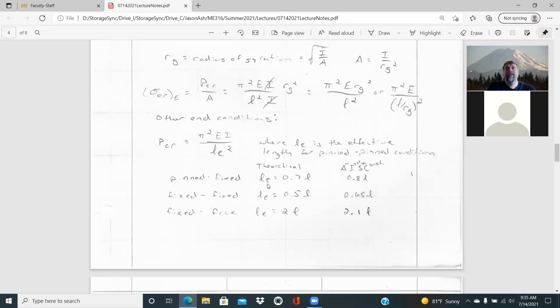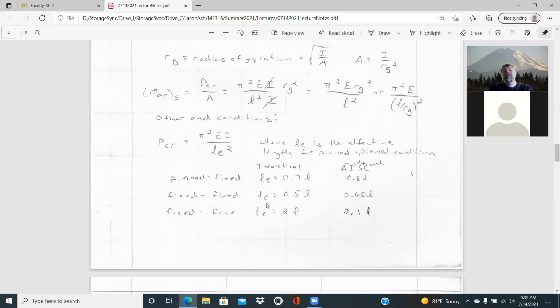For pin-fixed, the fixed end is going to have a zero slope at that point, so it's not allowed to rotate as our pinned condition was. And so it's not going to be as prone to buckling in that scenario. The effective length is only 70% of the actual length, so 0.7 times L will give you the effective length for a pinned-fixed condition.